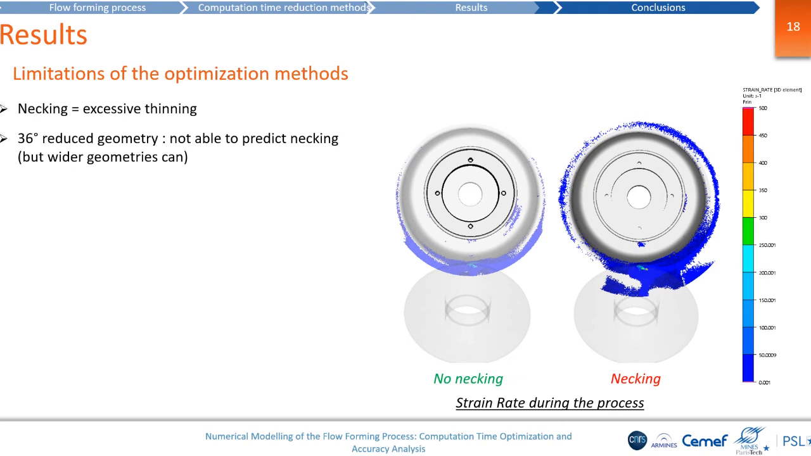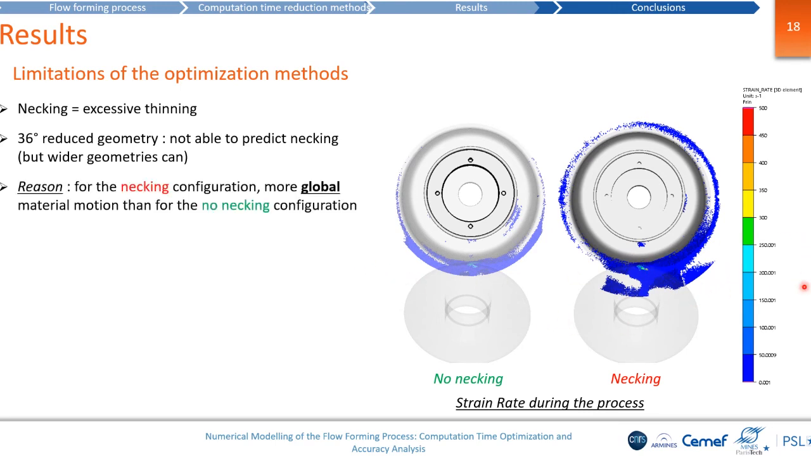In the configuration where necking is appearing, you can see that we have a local position of the strain rate, a non-symmetric distribution of the strain rate on the domain, and also we have non-null strain rate all over the domain. That means that it is a really 3D material flow that is going on in this configuration. So if you consider only one part of your domain, you are not able to take into account this global material flow. And also, by taking into account two symmetry planes, it's quite difficult to handle the non-symmetric flow all around the contact. So, for the necking configuration, a more global material motion has to be taken into account.